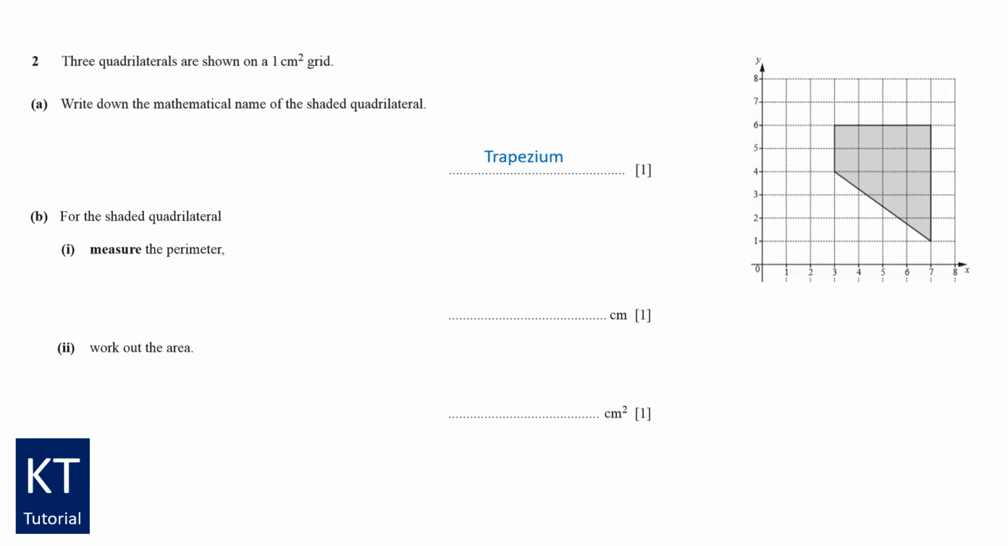It's a trapezium. Next, for the shaded quadrilateral, measure the perimeter. The sum of each of the lengths shown on the diagram will get you to 16. Next, work out the area. In this case, the area can be worked out using the formula of a trapezium or by summing the area of the rectangle and a triangle.